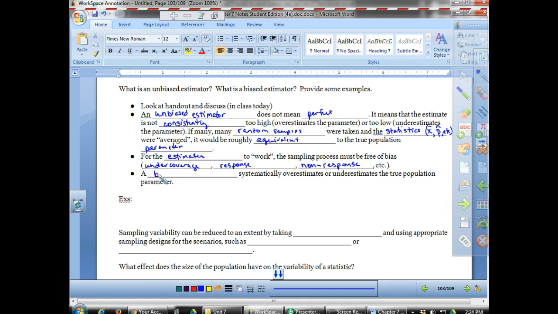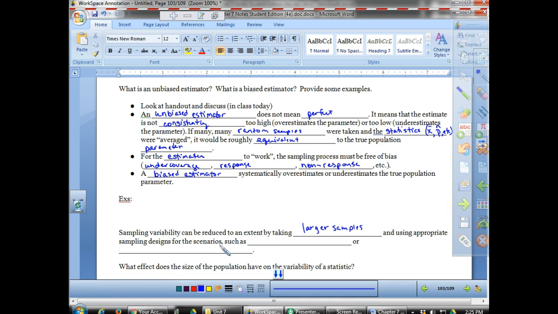A biased estimator systematically overestimates or underestimates the true population parameter. Okay, so we'll come back and talk about some examples later on, once we've done a little bit more exploration. So let's talk about sampling variability. Sampling variability can be reduced to an extent by taking larger samples and using appropriate sampling designs.